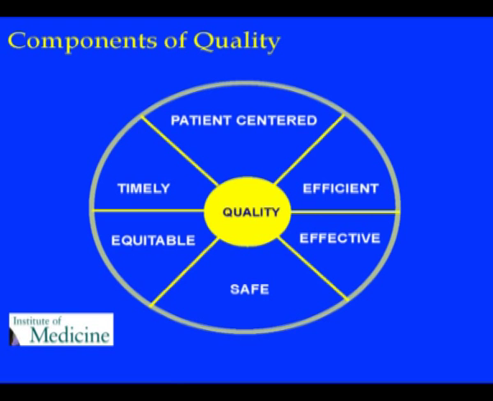So this is how quality is defined today. It's defined as this composite, which is made up of efficiency, effectiveness, safety, equitableness, timeliness, and patient-centeredness. The question is, can we measure this? And how much of this goes into our overall outcomes in the ICU?